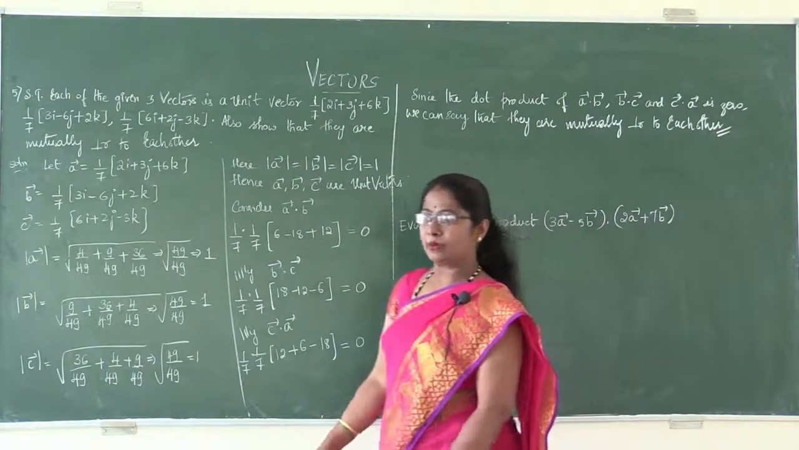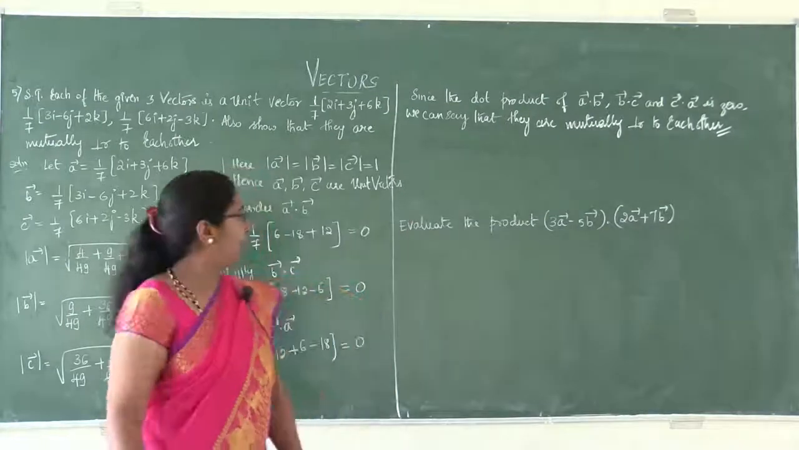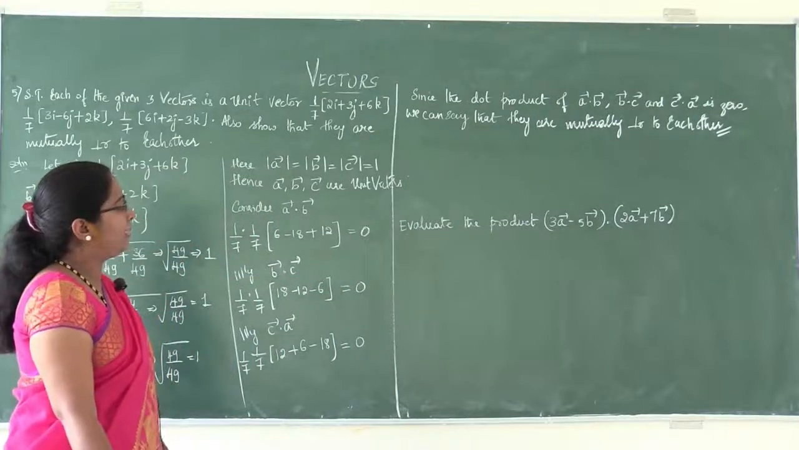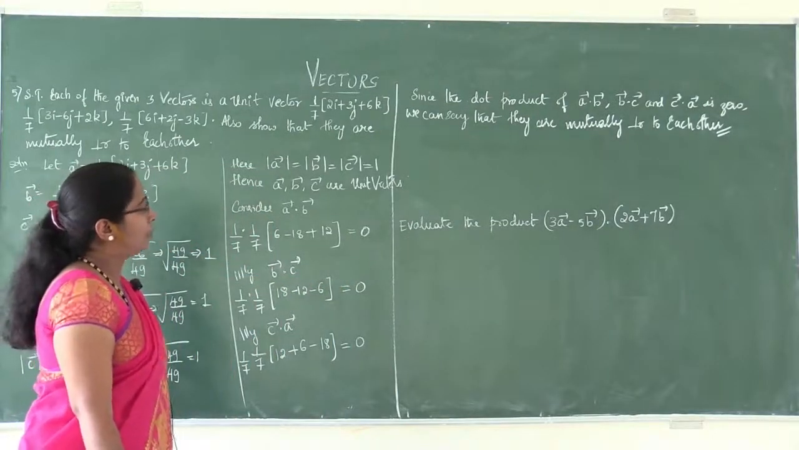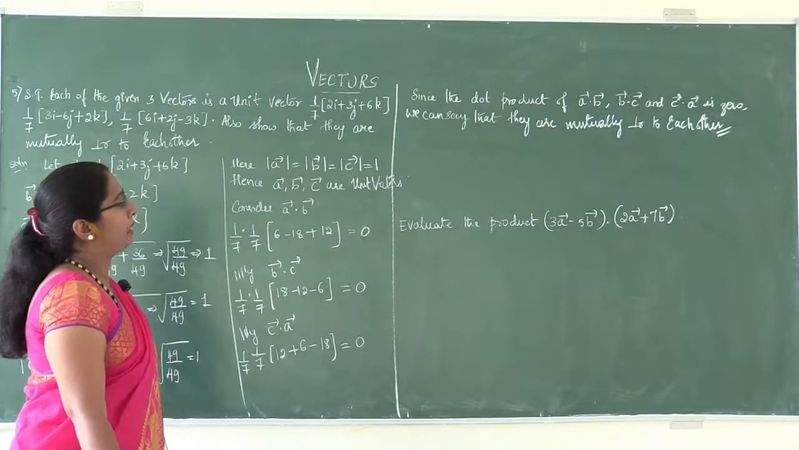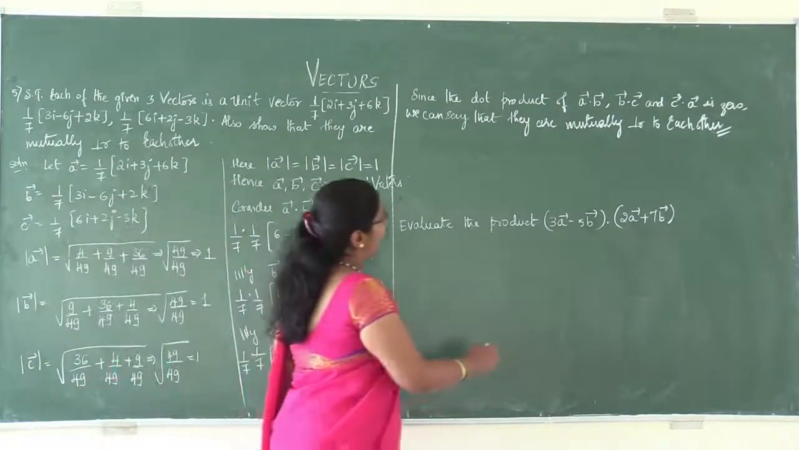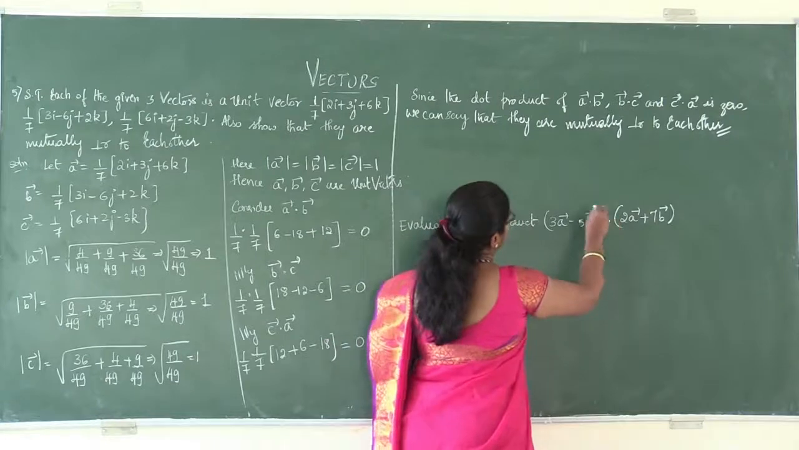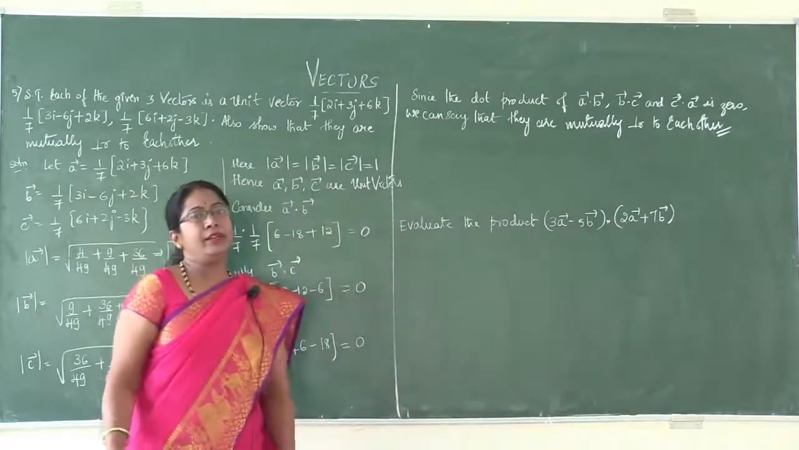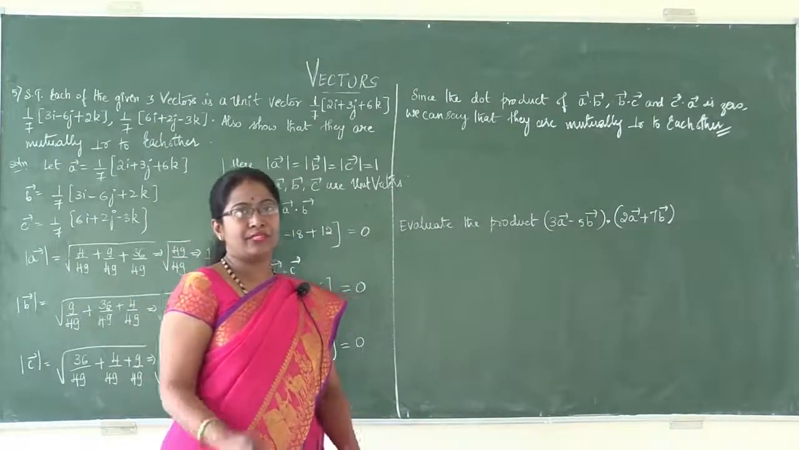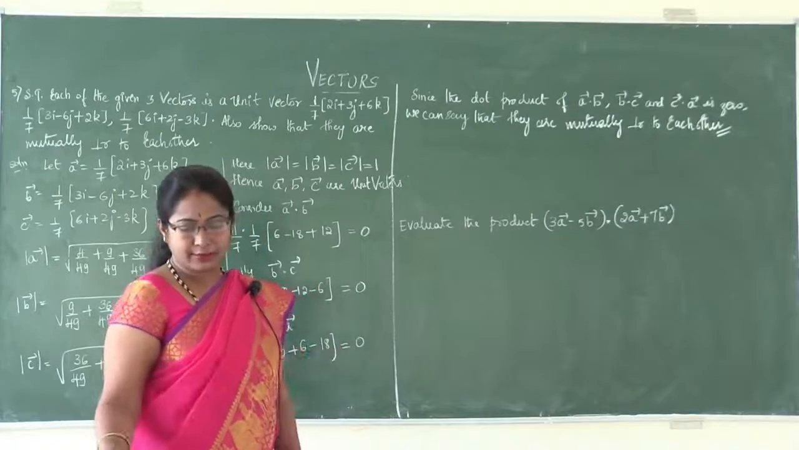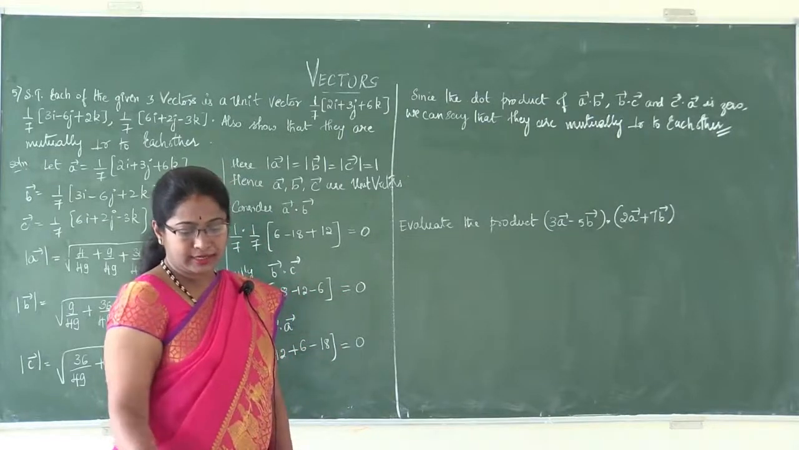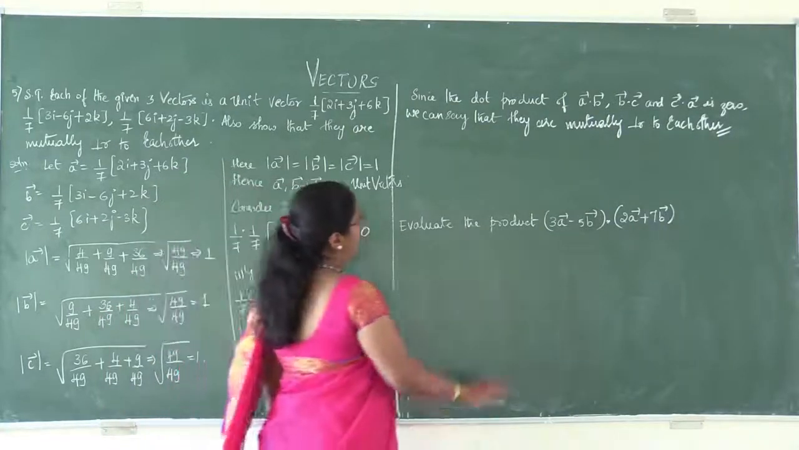Moving on to the next problem we have. Evaluate the product 3a minus 5b dot product with 2a plus 7b. The square of any vector is equal to the square of its own modulus. So, keeping this in mind, we shall start multiplying each term.